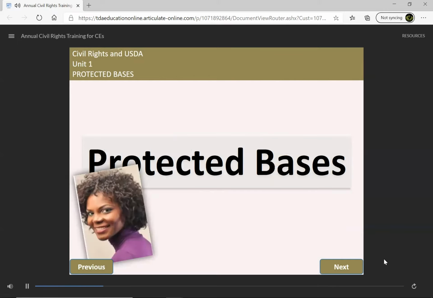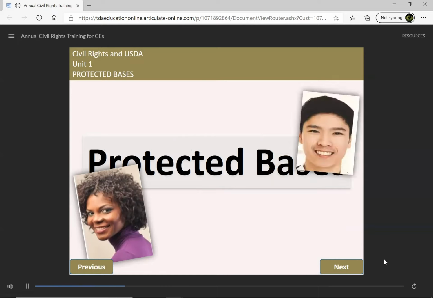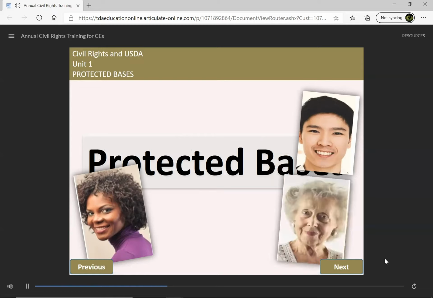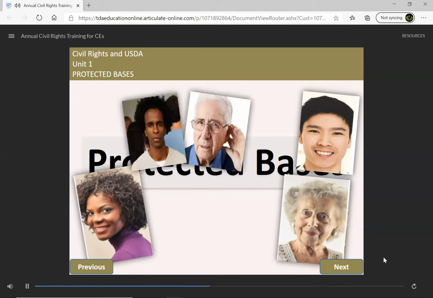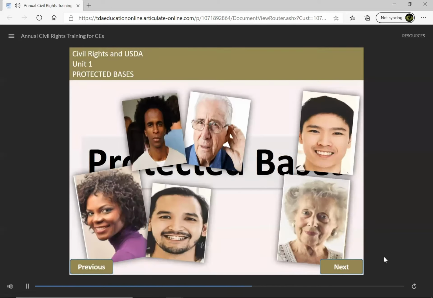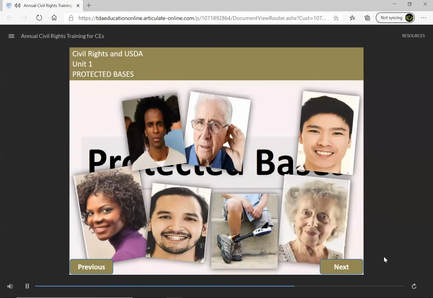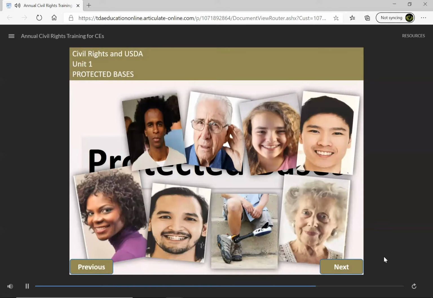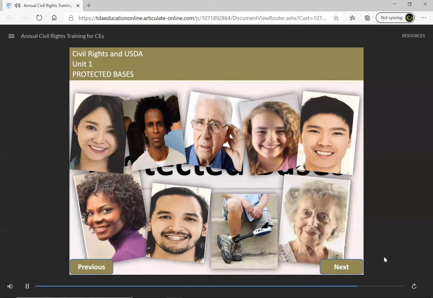In the United States Department of Agriculture, USDA, nutrition programs administered by Texas Department of Agriculture, TDA, there are 6 bases protected against discrimination. A protected base refers to any person or group of people who have characteristics for which discrimination is prohibited based on law, regulation, or executive order. Protected bases in the USDA nutrition assistance programs administered by TDA are race, color, national origin, sex, age, and disability.